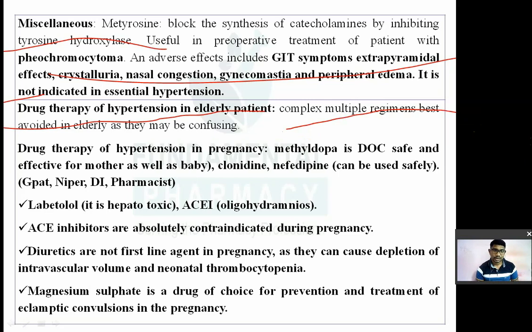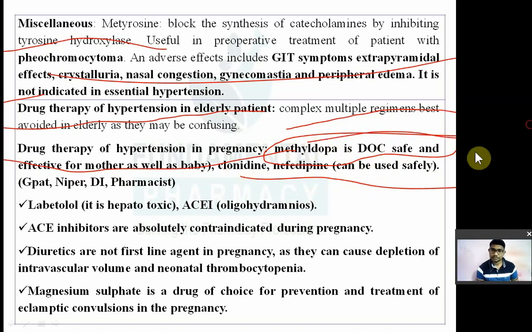Drug therapy of hypertension in pregnancy. Methyldopa is the drug of choice and it is safe. It has been said at least 3 times. Methyldopa is the drug of choice in pregnancy. It is safe for all mothers. It is safe for mother as well as baby. Clonidine and nifedipine can be used safely, but the drug of choice is methyldopa. Labetalol is hepatotoxic. Labetalol is a non-selective beta blocker.